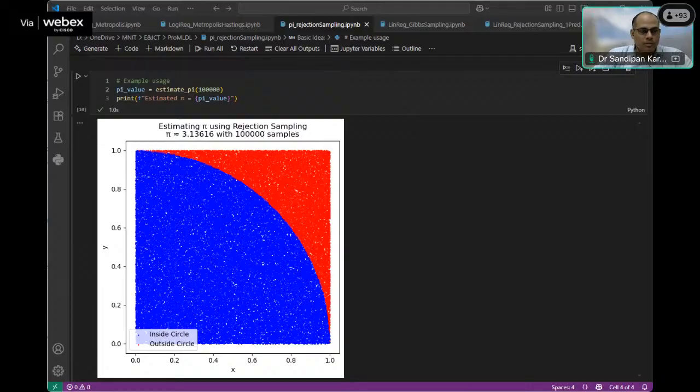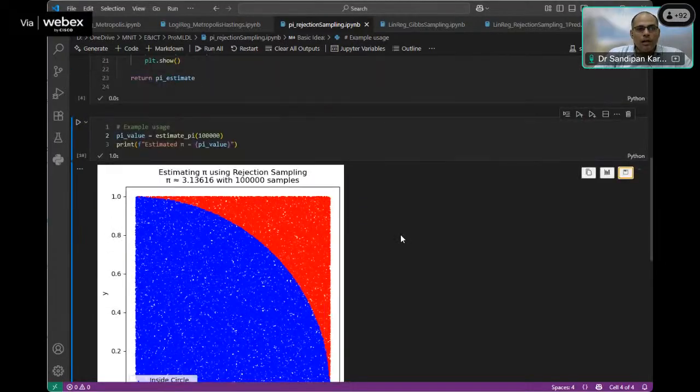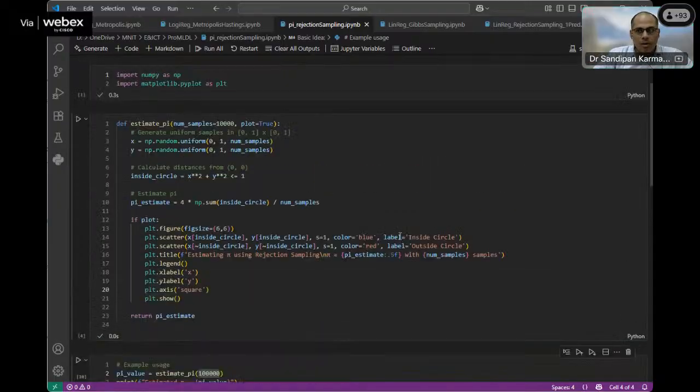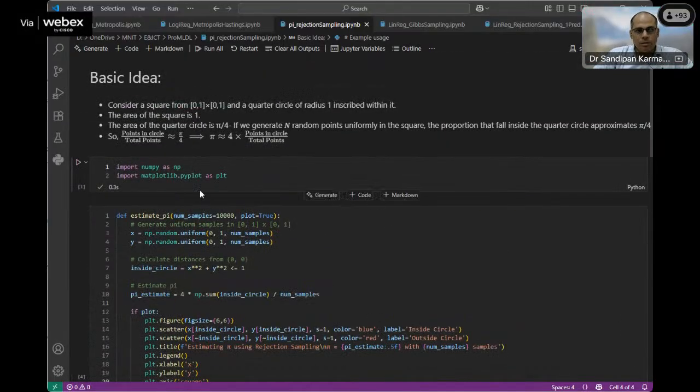Can I proceed? Okay. So this is just one very simple example of estimating a quantity which is very well known, that is pi. And how are we estimating pi? We are drawing a square, and inside that square we have a quarter circle. That square is a unit length square.